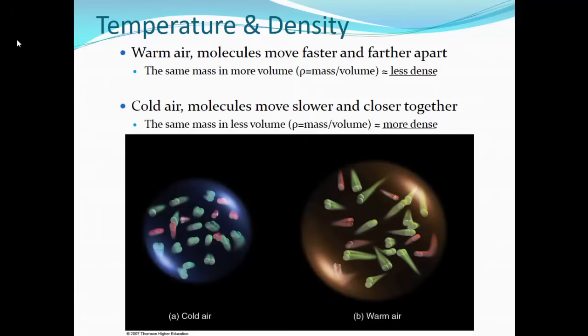If mass remains the same, but volume goes down, it's less volume, then that lower volume number goes into the same mass number more times. Density is higher, it's more dense. Cold air sinks, warm air rises. If you have an environment or the atmosphere with a cold parcel, it will sink, and a warm parcel will rise.